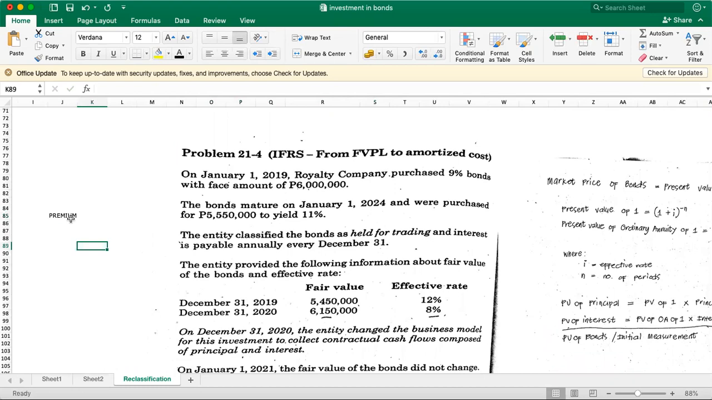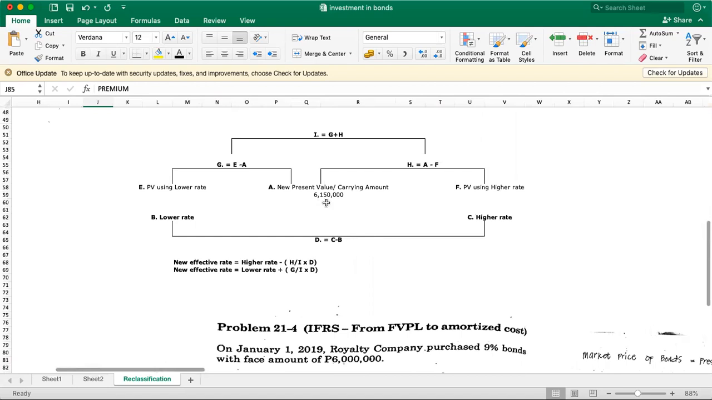Okay, there is premium. We know may premium if the effective interest rate is lower than our nominal rate. We know our nominal rate is 9%. Tapos, since merong premium, magkano yung effective interest rate mo? So you know that it should be lower than 9%, the nominal rate. The correct answer is 8%, but we're proving here, di ba, how to compute the 8%. Since there's premium, lower than the 9%, we need to find a lower rate.